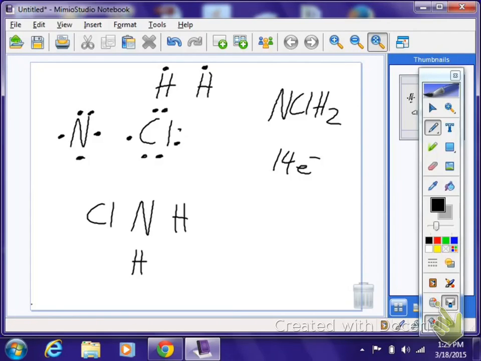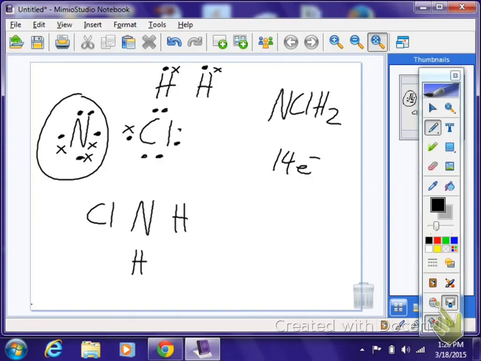Does everybody see why nitrogen is in the middle? It has 5, and it needs 3 more electrons to get 8. Where chlorine only needs 1, and hydrogen only needs 1, to where they will have 8. So the more electrons it needs, the more likely it's going to be the central atom. Okay, everything else is going to be branched off.